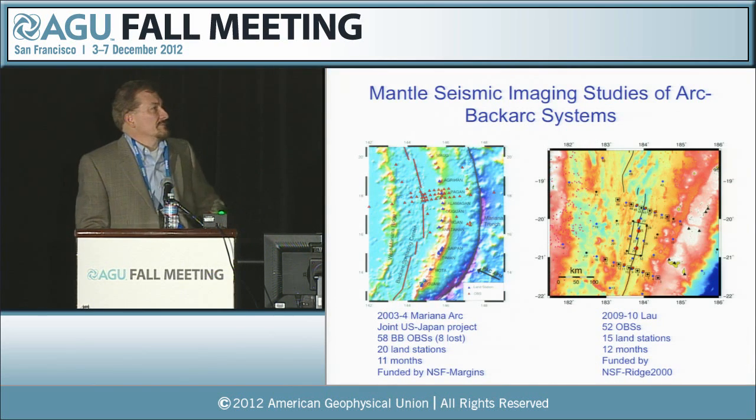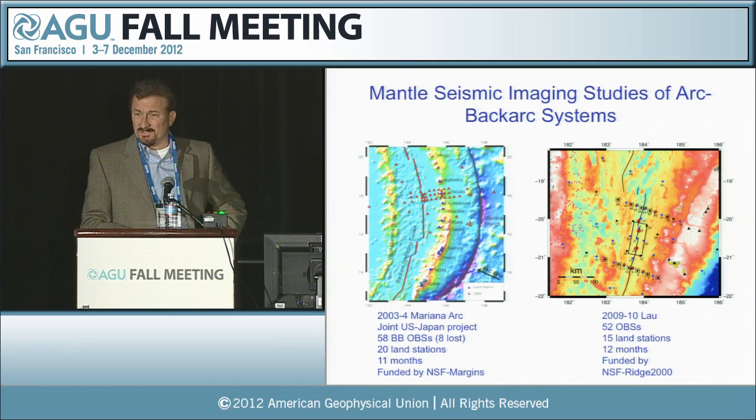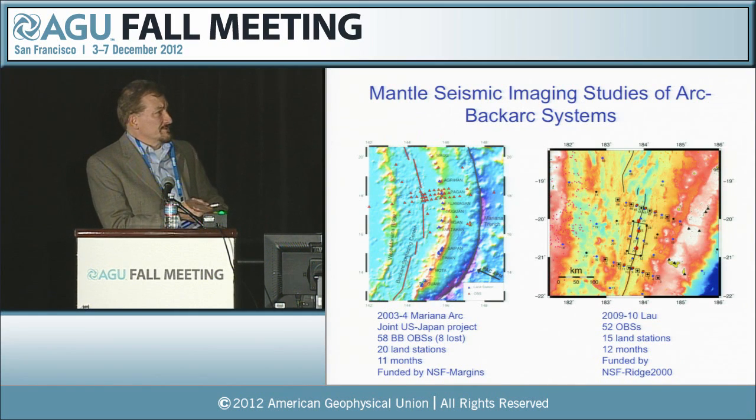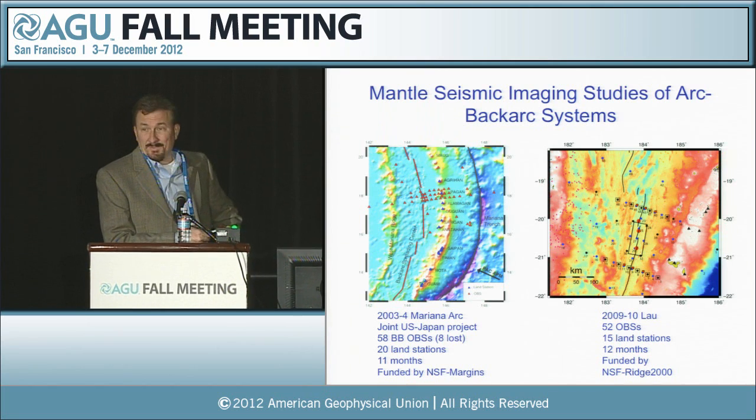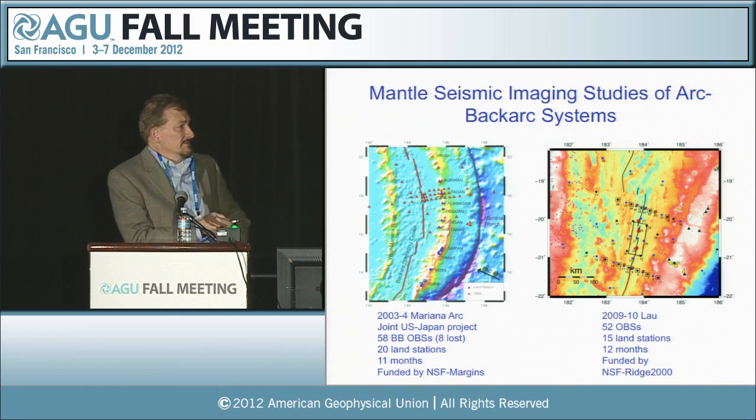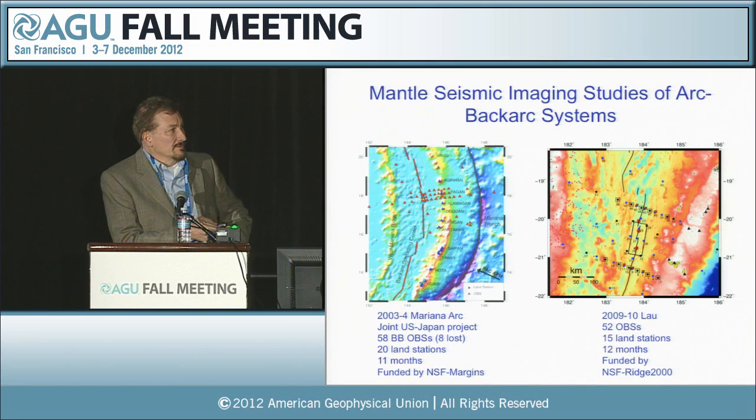So basically, I'm going to be talking about the results of two large seismic experiments, mantle imaging experiments. One was funded by MARGINS in the Mariana Arc, and it was a joint U.S.-Japanese project, and we deployed 58 ocean bottom seismographs and some land seismic stations. We had some trouble with some of the U.S. OBSs on that one, but were still able to get some reasonable results.